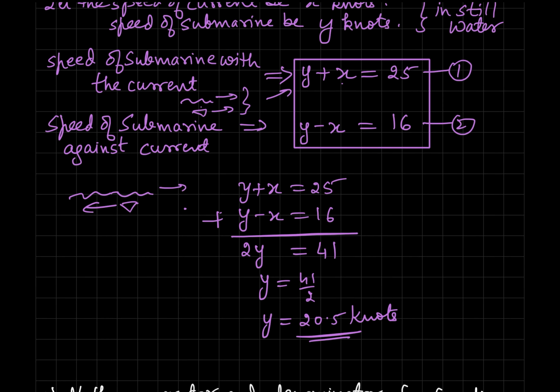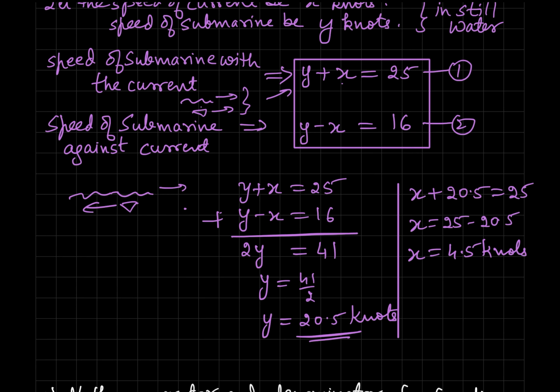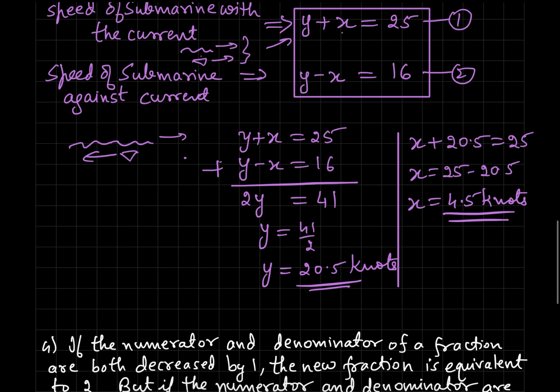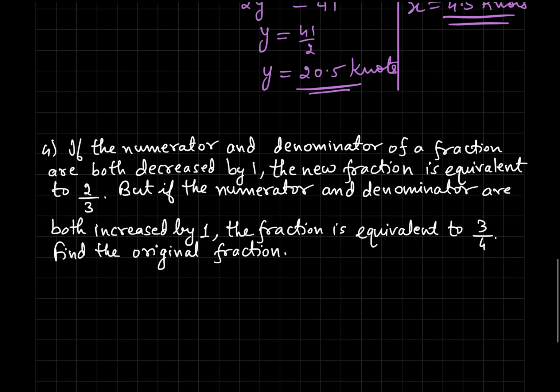Now we can easily calculate x by putting it in any one of these. So I can say x plus 20.5 is 25, or x is 25 minus 20.5, so x is equal to 4.5 knots, right? So this is how we will find the speed of current and speed of submarine. Hope you understood. Let us move to the next one.